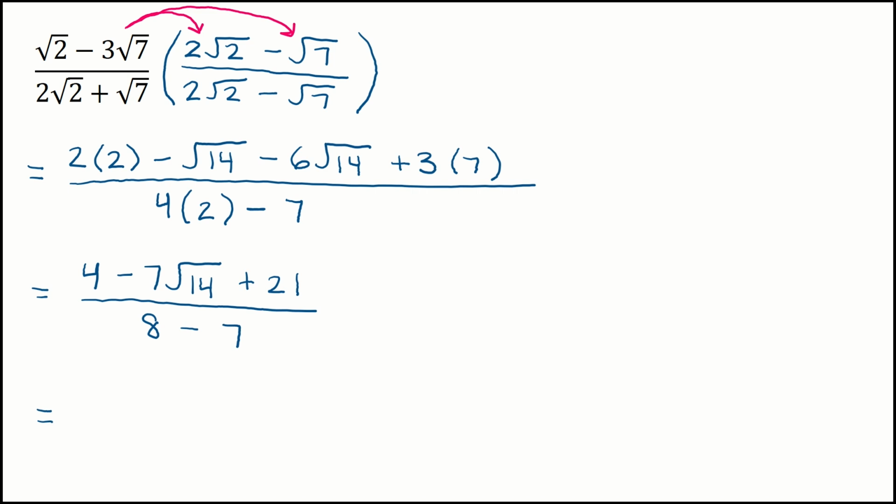Last step then, we can combine the 4 and the 21 to get 25 minus 7 root 14. And we're really lucky here because our denominator, 8 minus 7, just works out to a 1, so we don't even have to write that. And that is our final answer.